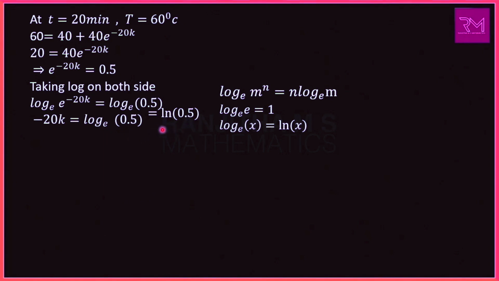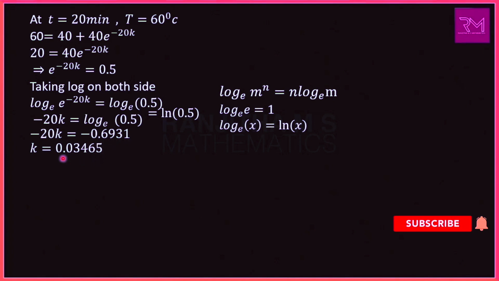Using the scientific calculator, we can obtain the value of ln of 0.5 as minus 0.6931. Ln of 0.5 value is minus 0.6931. That is our minus 20k value. Take this minus 20 to the right hand side, that becomes divided by minus 20. Hence we get the k value as minus 0.6931 divided by minus 20. We get the value of k as 0.03465. This is the value of k.